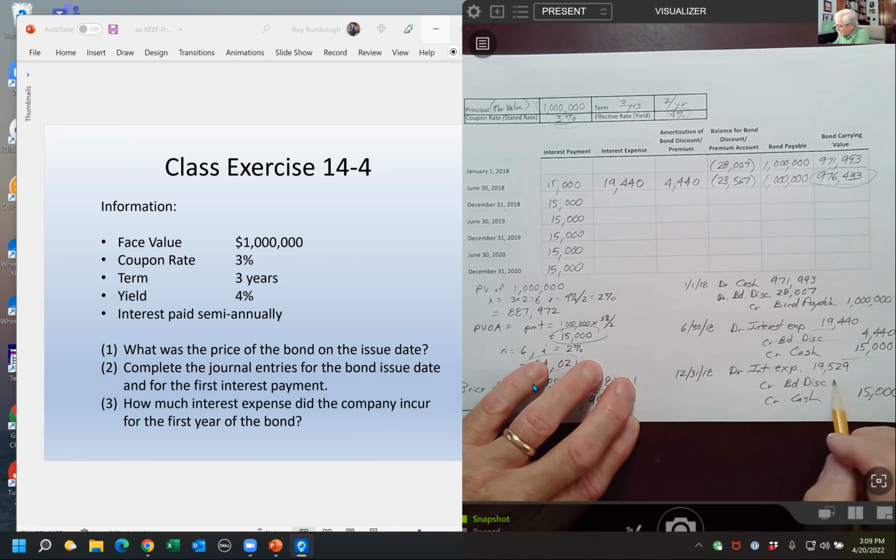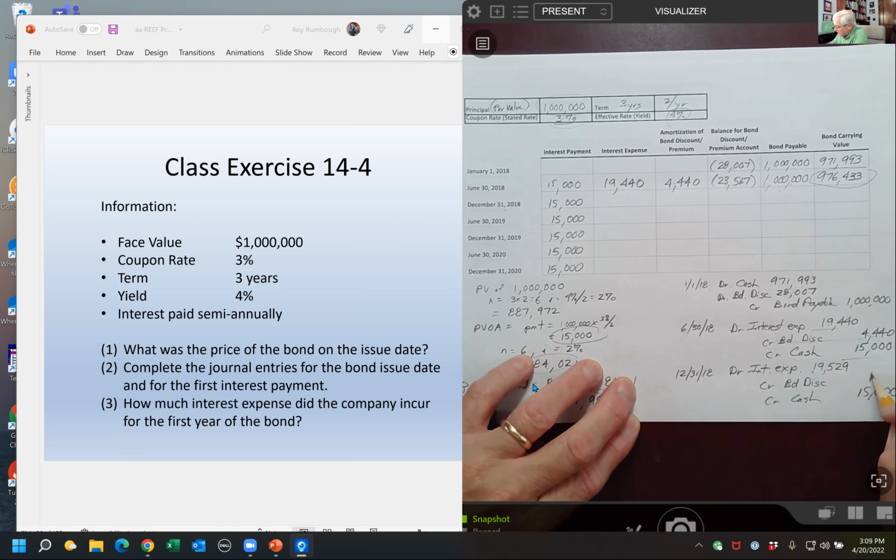And the bond discount now, is this a difference? That's step 3. I got a debit of 19,529. I need a credit of 4,529. So now my credits equal my debits.